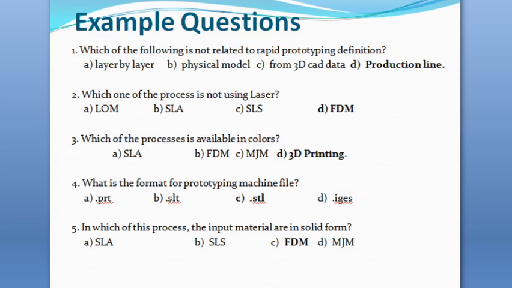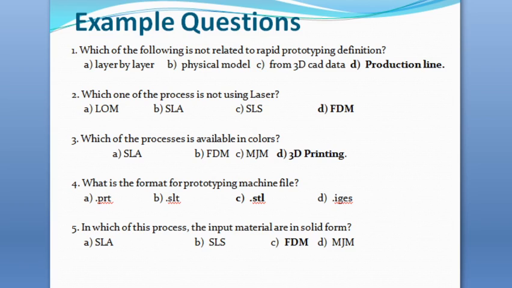Third one: which of the processes is available in colors? SLA, FDM, MJM, 3D printing. Which process is using the colors? 3D printer uses the color. FDM also uses the color by changing the different wires using the extrusion method.